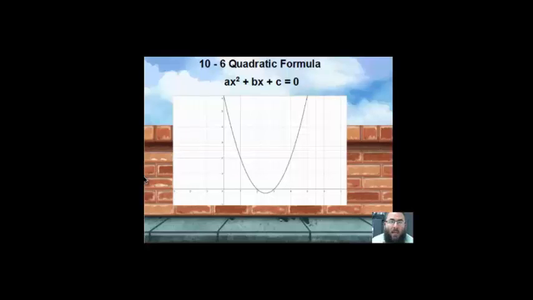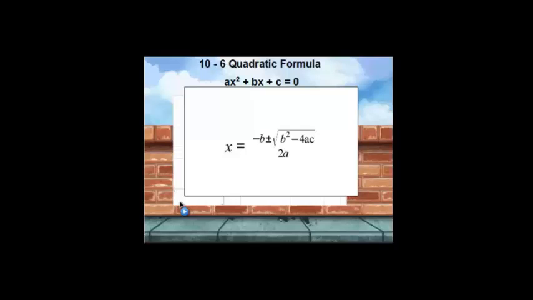So make sure you take a second to pause the video and write it down so that you don't have to try to write it down once we start our problems. So go ahead and pause now, and the formula that I want you to write down is as follows. It's x equals negative b plus or minus the square root of b squared minus 4ac, all of that divided by 2a.